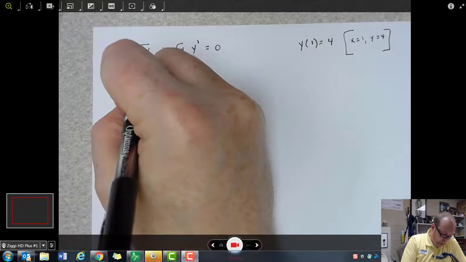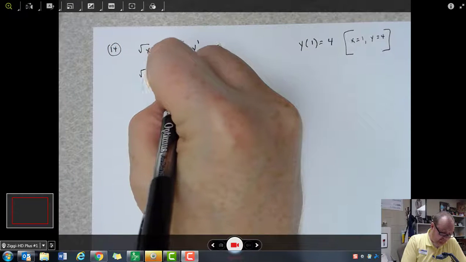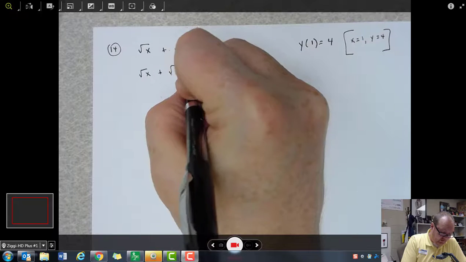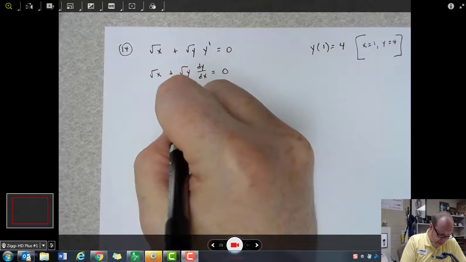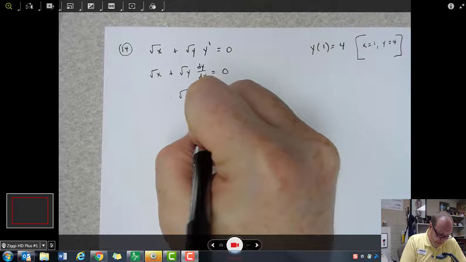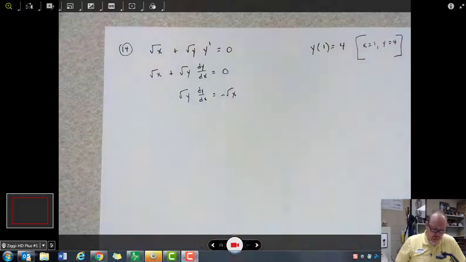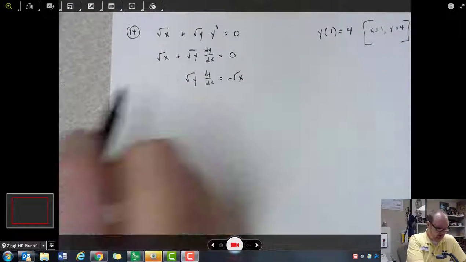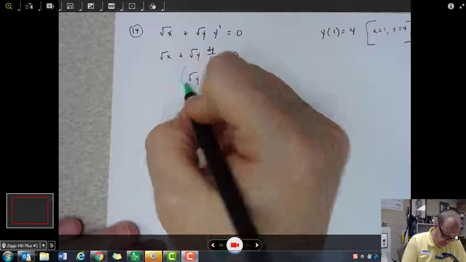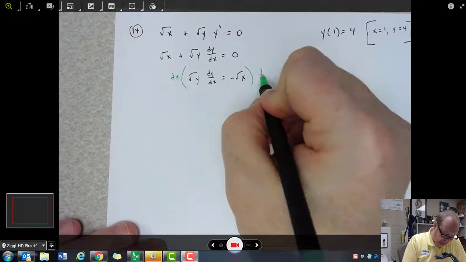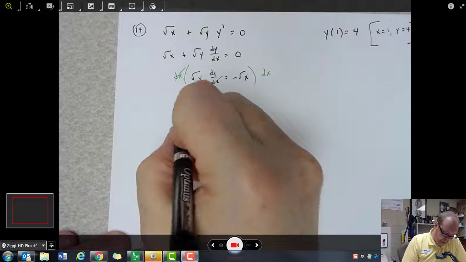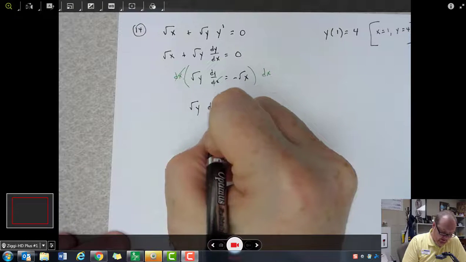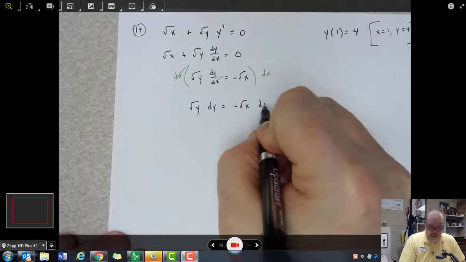So I'm going to do like I did before, just to separate variables a little bit more efficiently. Maybe I'll make that y prime into a dy dx term. So again, let me subtract square root x from both sides. And since I've already got y's and dy's over here together, maybe I'll just multiply both sides by a dx term to cancel that out. So I'm left with the square root of y dy equal to negative square root x dx.